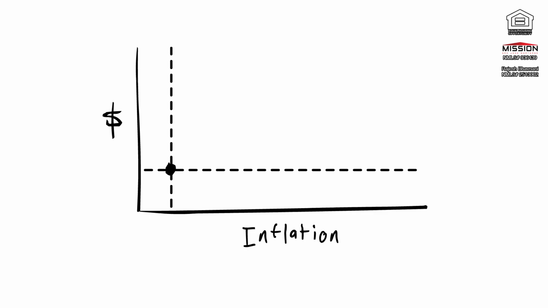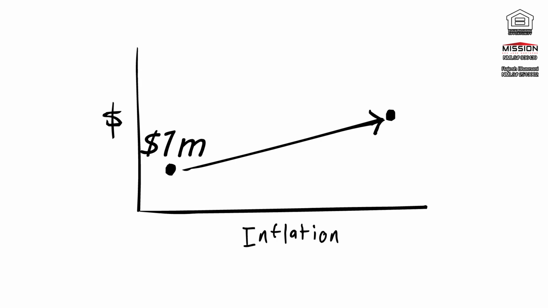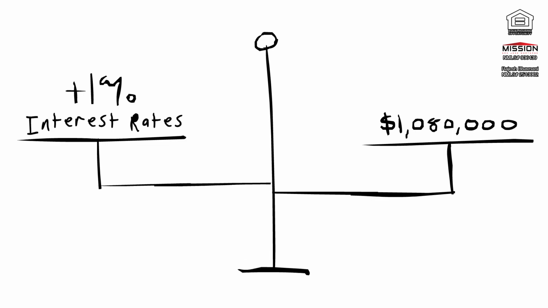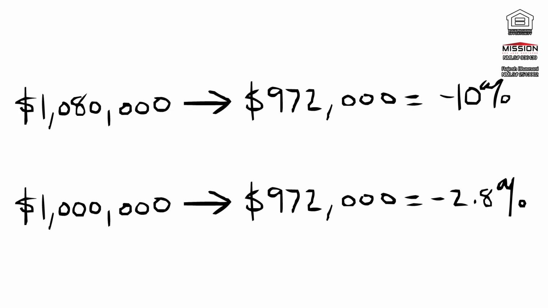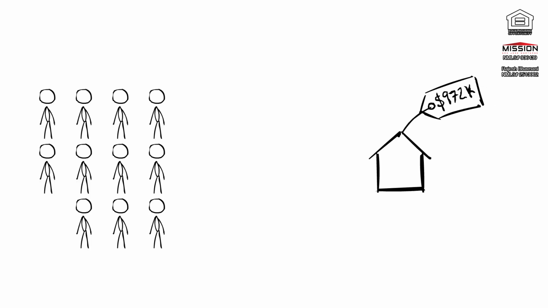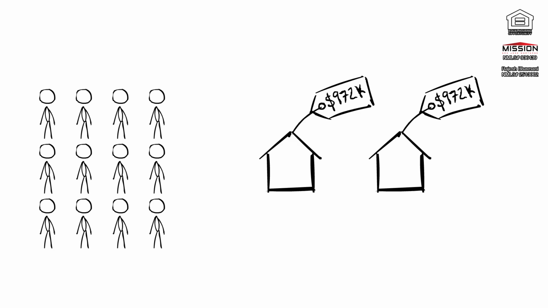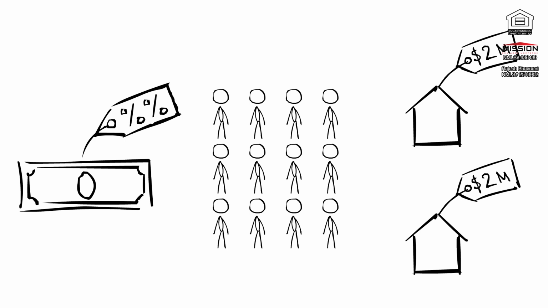For example, if inflation is 8% per year, that means something that costs $1 million will now cost $1,080,000. But if interest rates go up 1% and that pushes the price down 10%, the new price of the house would be $972,000. Only a 2.8% drop in price. And if there's still an outsized demand for housing because new constructions haven't kept up with the increase in population in a local area, then you could actually see a slight increase in house prices despite interest rates going up.